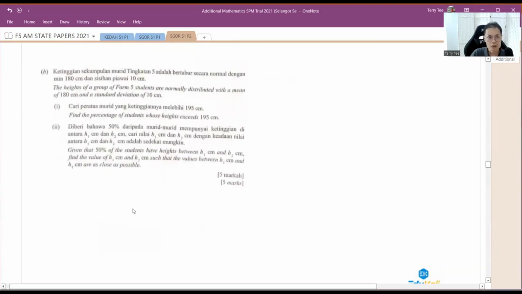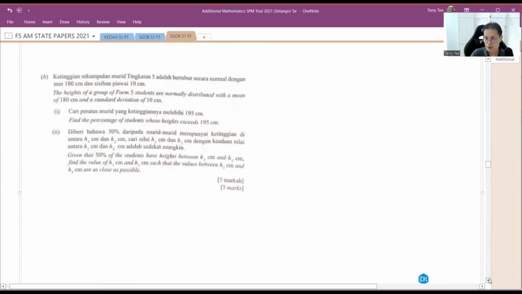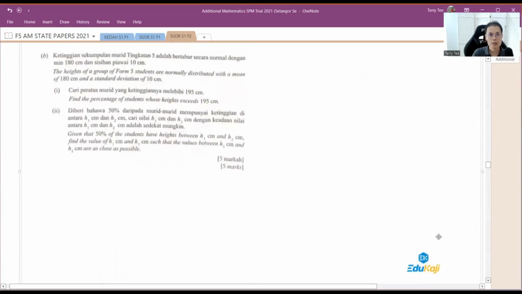The second part is a normal distribution. For this question, we have the height of a group of Form 5 students. They're normally distributed. Now, how do you know whether it's normal or binomial? Normal, they will always tell you, normally distributed. Binomial, they would not. With a mean of 180, standard deviation of 10.